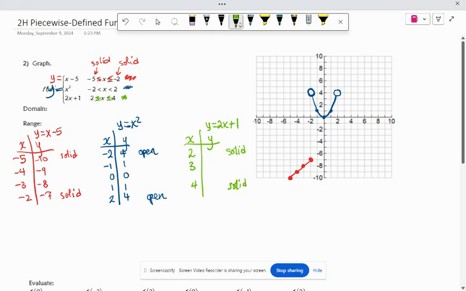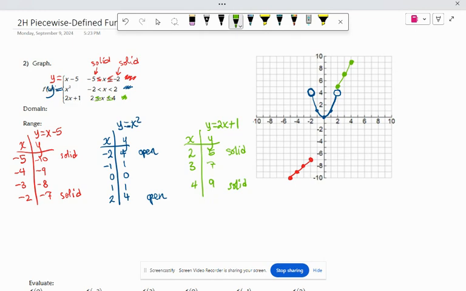So if I put 2 in, I get 2 times 2 plus 1, that's 5. 3 times 2 plus 1, that's 7. And 4 times 2 plus 1, that is 9. So I go 2, 5, that is a solid dot. And 3, 7. And 4, 9, that is a solid dot also. And then I can connect them. I don't know what just happened, why my dots disappeared. Okay, so now you can see that our piecewise has 3 pieces. And so that is how we graph them.